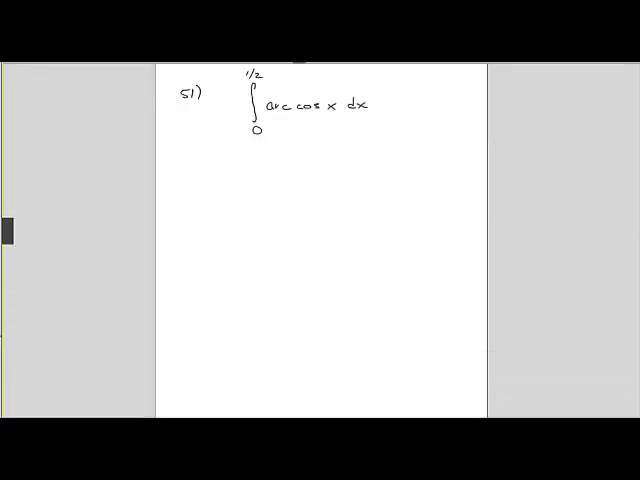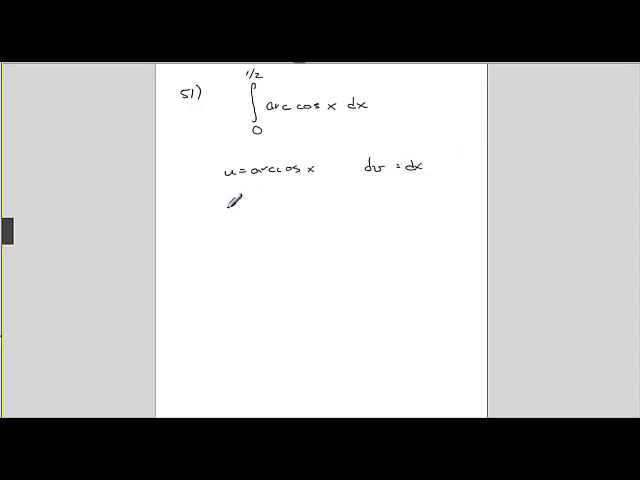Problem 51 from section 8.2. In class we mentioned that anytime you had an inverse trig function, you would let that be u because the derivative of the arc cosine is an algebraic expression, and we don't have a simple integral. So we're going to let u equal the arc cosine of x, and we're going to let dv equal dx.